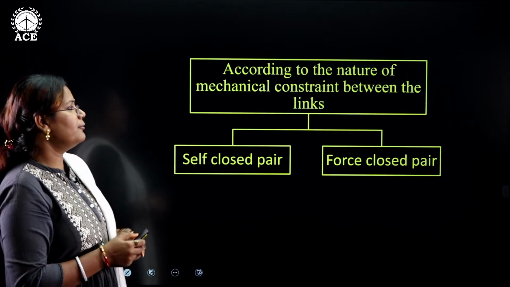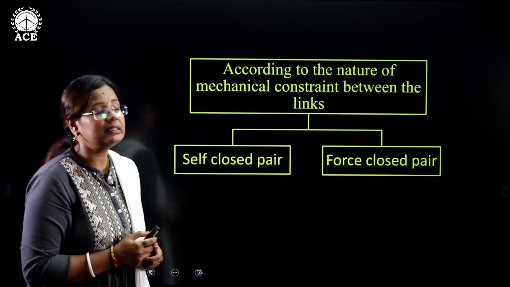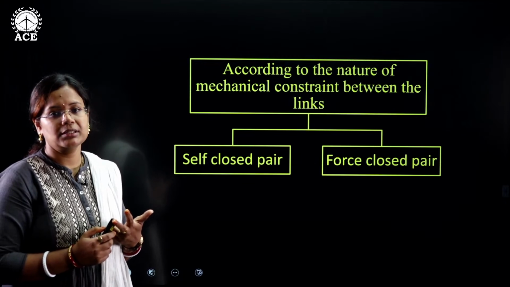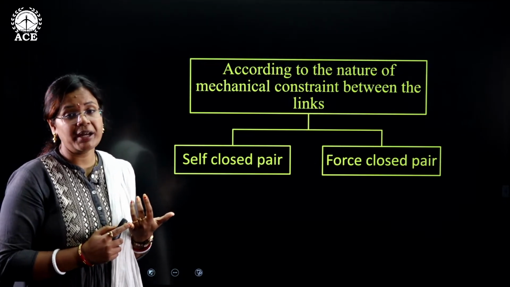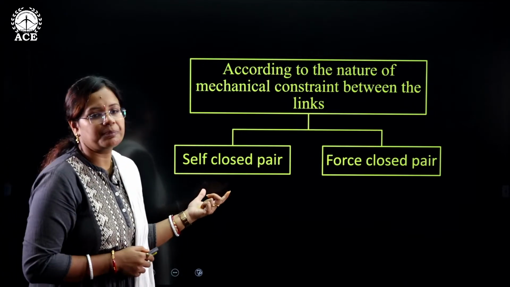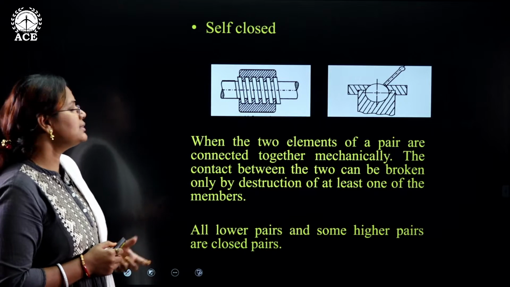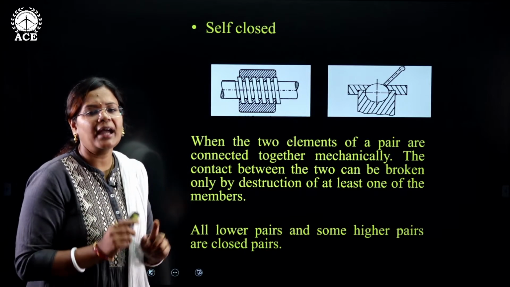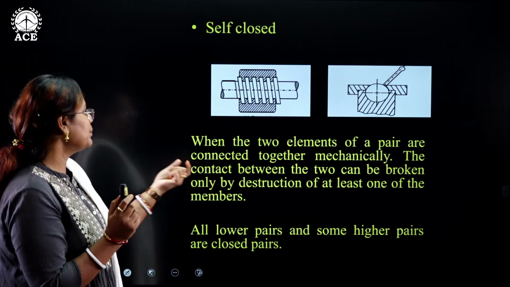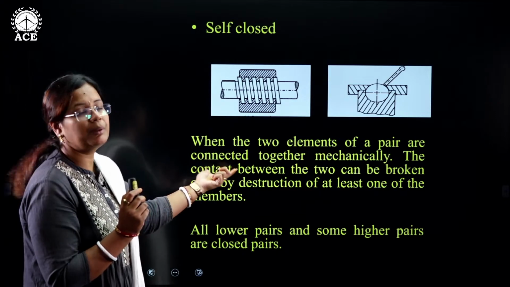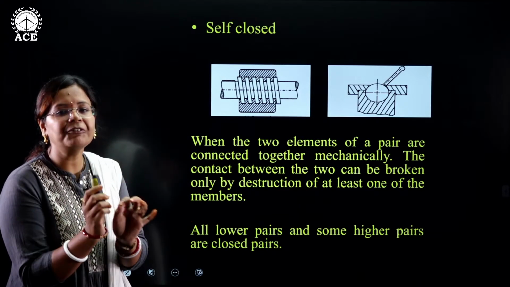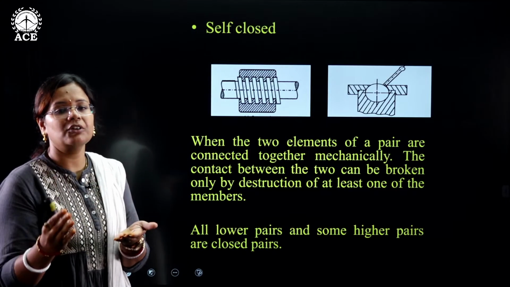Next comes the nature of mechanical constraints between the links. There are again two types of kinematic pairs: one is self-closed pairs, the other is force-closed pairs. When you talk about self-closed pair, two elements are connected together mechanically, and the contact between two links will be broken if and only if I break one of the elements.